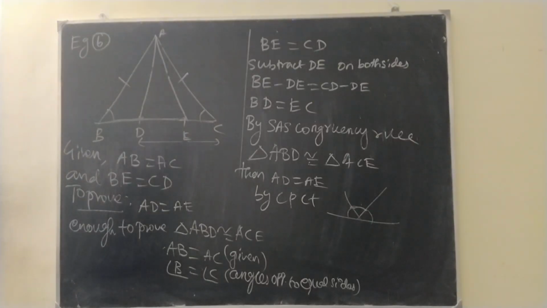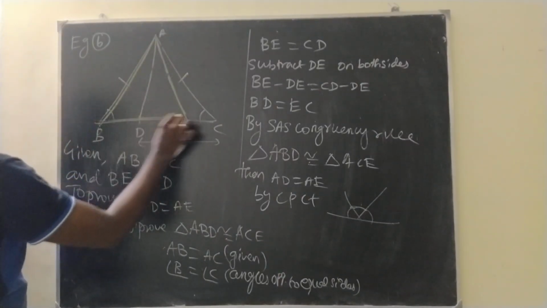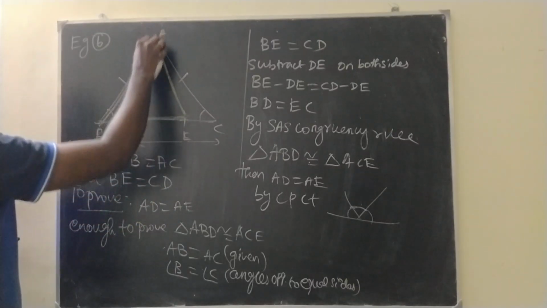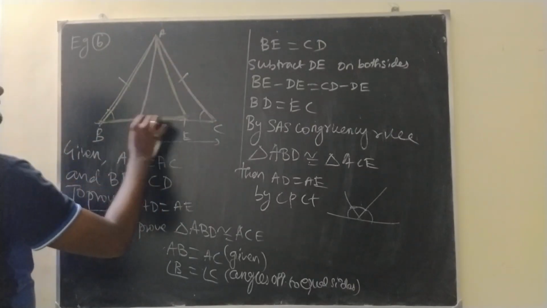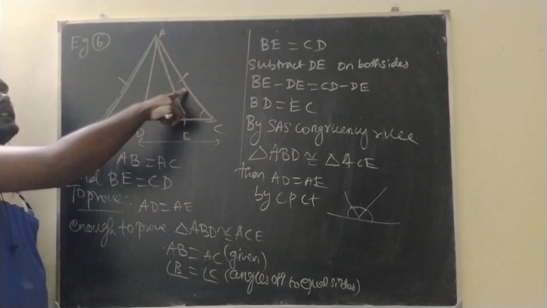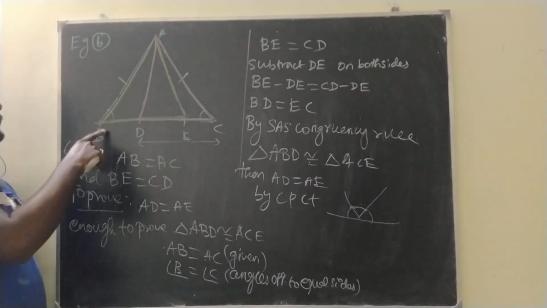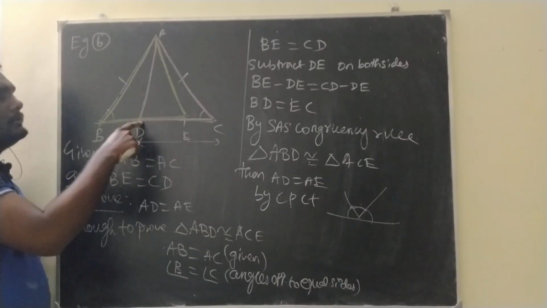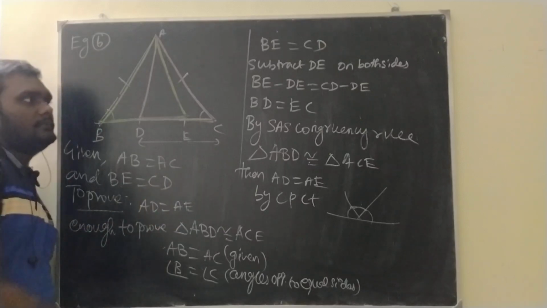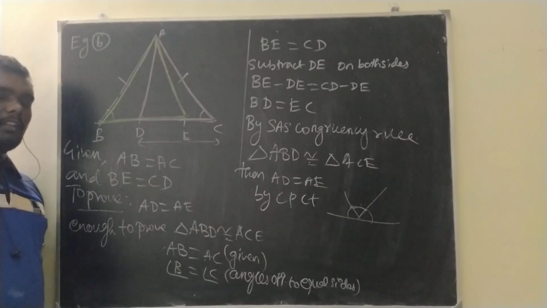See, this triangle ABE and this triangle ADC. If you take these two triangles, these two sides are already equal, these two angles are already equal, and we have this yellow color line BE equal to this pink color line CD. Same SAS without subtraction. Possible or not?